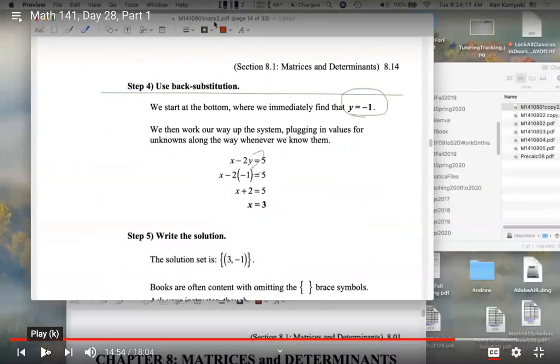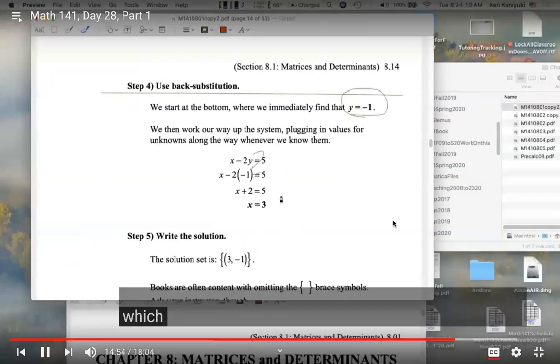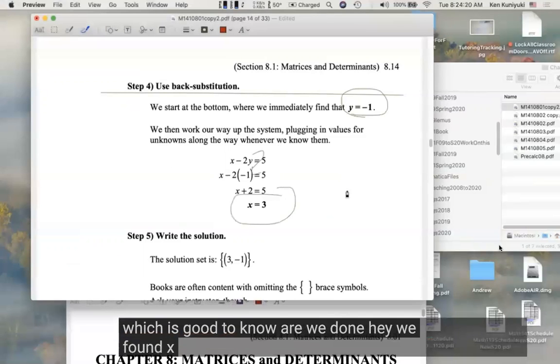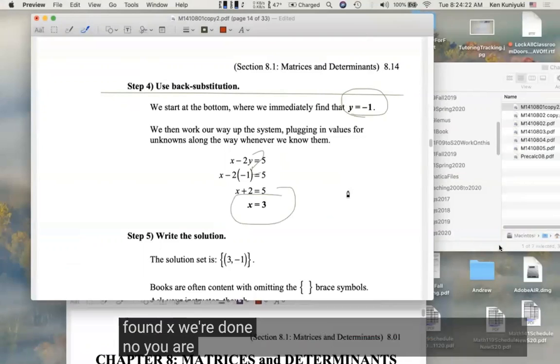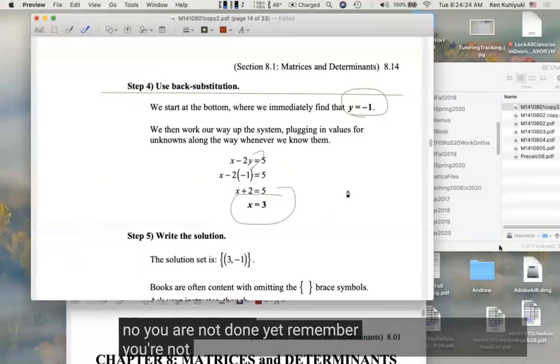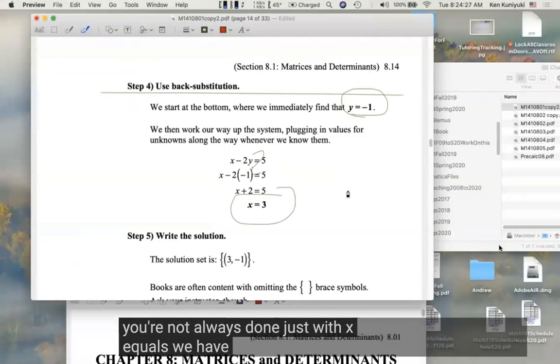And folks, by the way, show me the back substitution. Don't just do it mentally. Show me the back substitution. I'm giving you the solutions, right? Which is good to know. Are we done? Hey, we found X. We're done. No, you are not done yet. Remember, you're not always done just with X equals. We have to find Y.